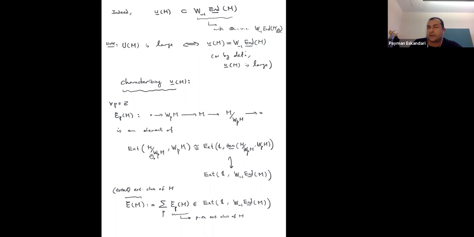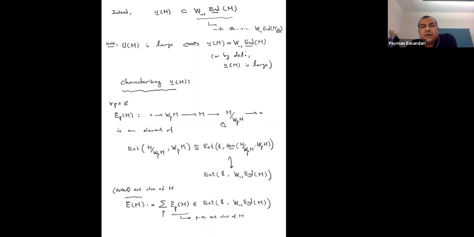Okay, so for any integer p, we have this extension coming from the weight filtration on the p part of the weight filtration of M. I'm going to denote it by E_p M. This is given by the inclusion of W_p M into M and then going to the quotient.